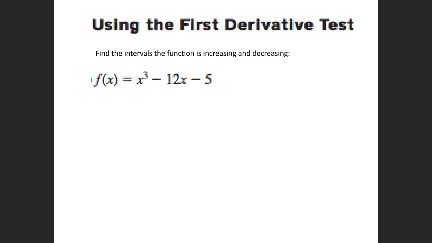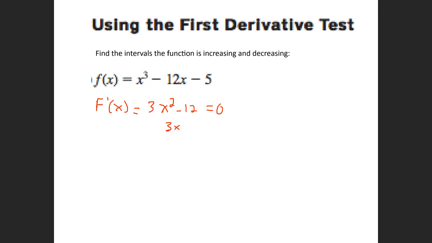So here's another problem. Okay, we have x to the third minus 12x minus 5. I want to find the values where it's increasing and decreasing, and usually I'll ask for max and mins too. So first step, we're going to find the derivative. And we're going to set that equal to 0. So this is 3x squared minus 12. Set it equal to 0.